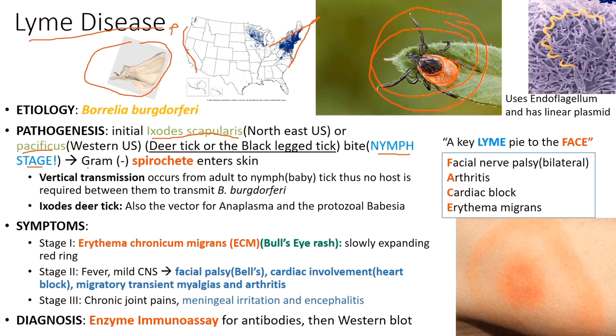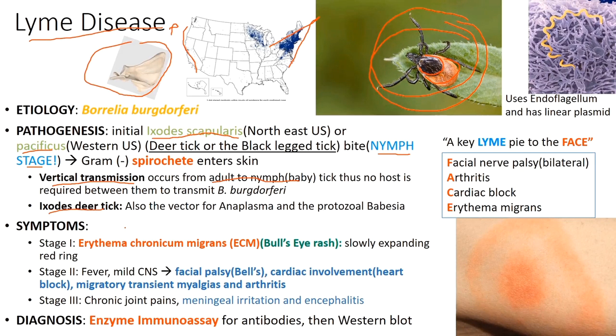What is this organism? It's a gram-negative spirochete, and it enters through the skin. And this can be through vertical transmission as far as the ticks go. The adults can actually give it to the nymph or baby, so it doesn't have to go from a tick to a host and then back to a tick and then to another host and then back to a tick, right? It actually just goes from the adult to the baby nymph, and that is through vertical transmission.